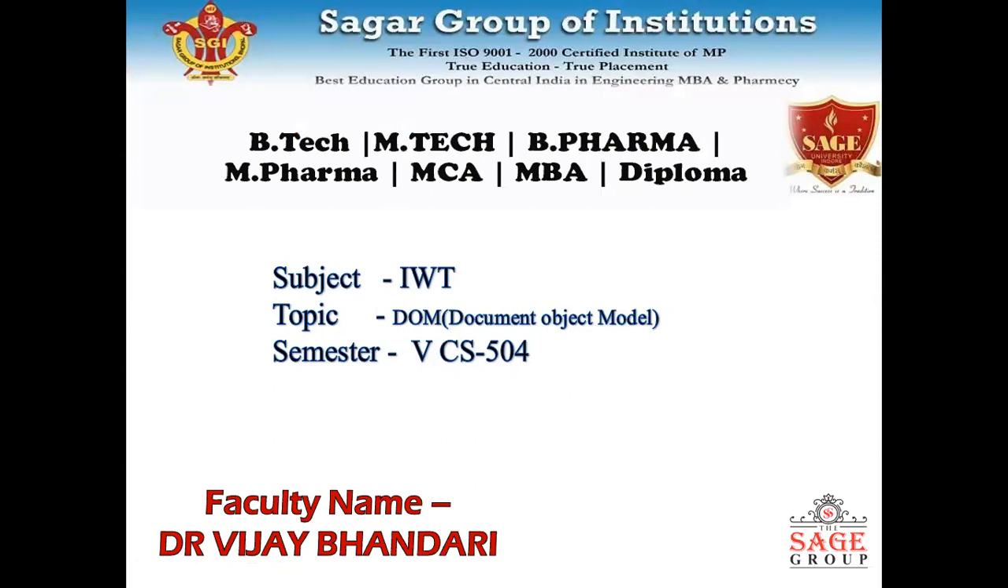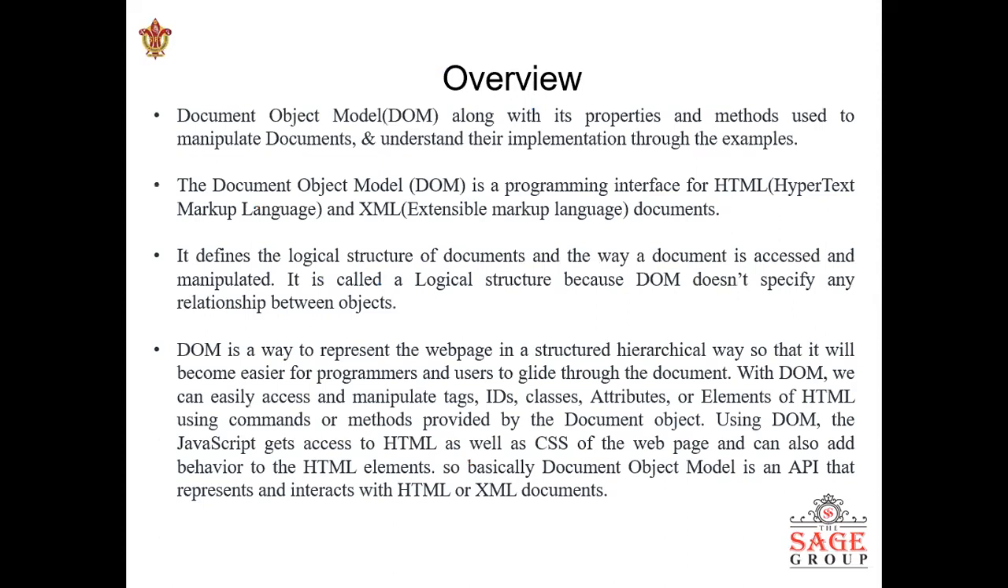So let's start today's topic. This is the document object model. I will first cover the introduction of the document object model, and then I will cover other topics. The document object model, along with its properties and methods used to manipulate a document, and we will understand their implementations through examples. Basically, it is a programming interface for HTML, hypertext markup language, and extensible markup language documents.